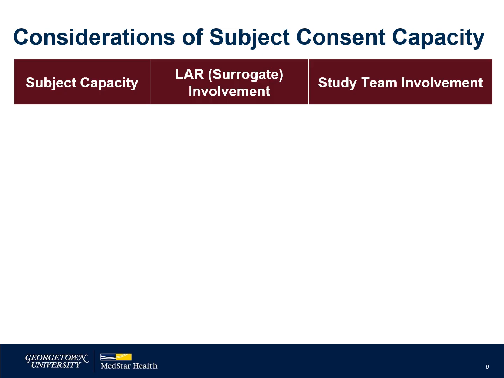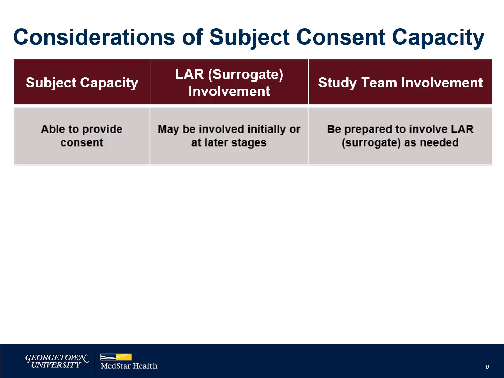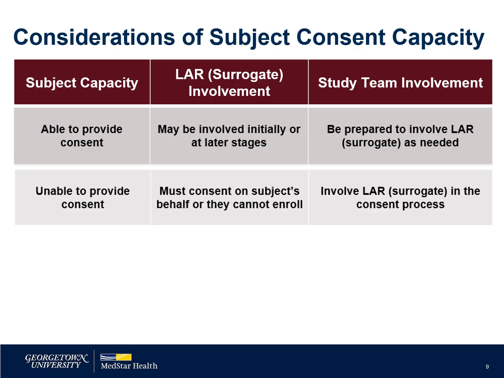The subject's level of capacity to provide consent helps dictate the level of involvement of the LAR or surrogate. If the subject is able to provide consent or assent based on their level of impairment and as approved by the IRB, the PI should be prepared to involve an LAR or surrogate initially or at later stages if consent capacity diminishes. When the subject's consent capacity is sufficiently impaired that the subject is unable to provide legally effective informed consent, the subject may not be enrolled unless the subject's LAR or surrogate consents on the subject's behalf.